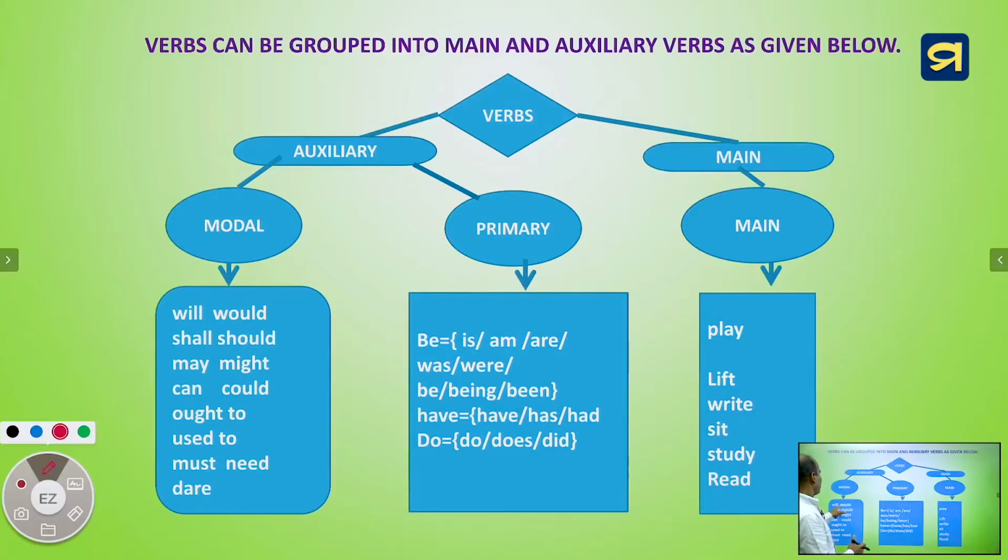auxiliaries, these are the modal auxiliaries given in the box. You can see here. So what are the modals? Will, would, shall, should, may, might, can, could, ought to, used to, must, need, and dare. It is quite easy to remember. You can easily remember it because will, would, shall, should are the verbs along with their past forms.